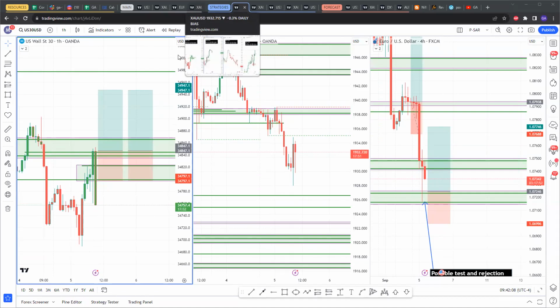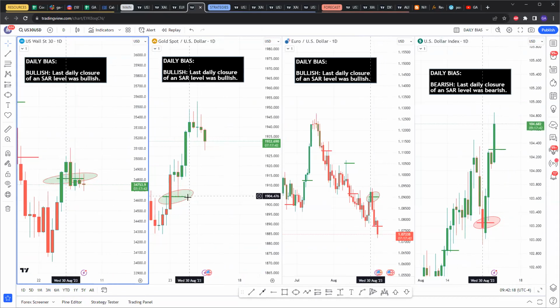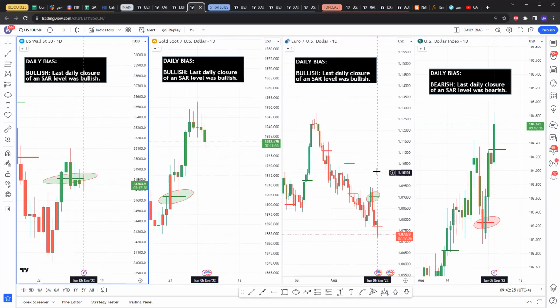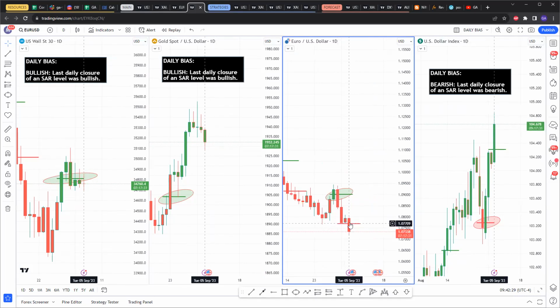So going over what we have. Personally, my bias is still for US 30, still bullish based off of this. Gold, I'm still bullish on gold on the daily because the last closure was on a bullish SAR. EU, I am still bullish on EU. However, you can see we just printed a sell SAR right here.